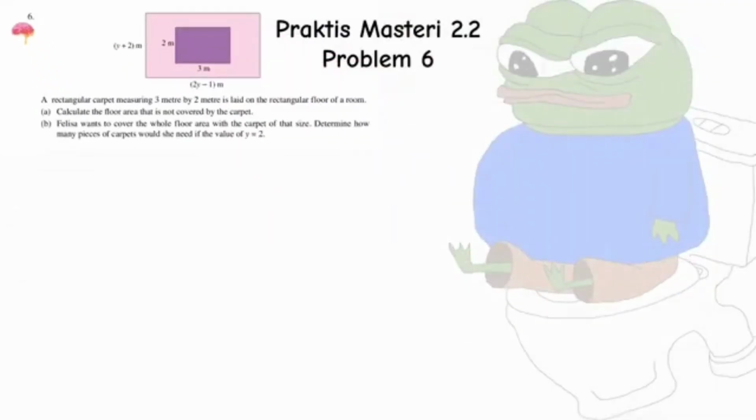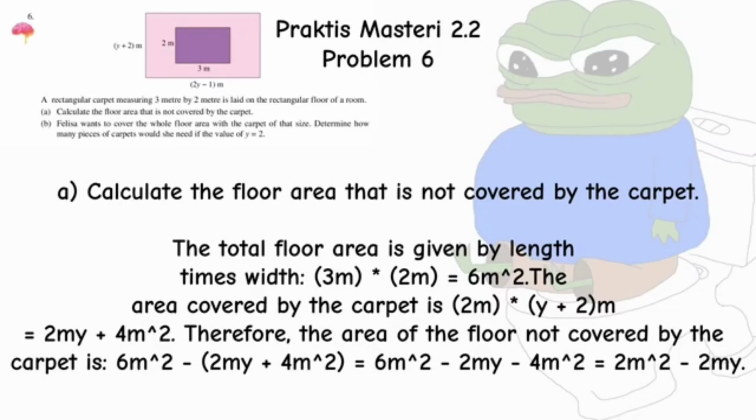Problem 6. We are given a rectangular floor with a rectangular carpet placed on it. a) Calculate the floor area that is not covered by the carpet. The total floor area is given by length times width: 3 meters × 2 meters equals 6 square meters. The area covered by the carpet is 2 meters × (y + 2m) equals 2m + 4 square meters.